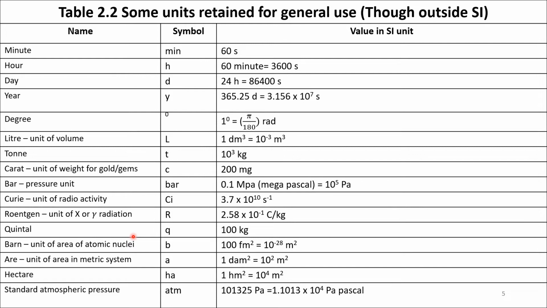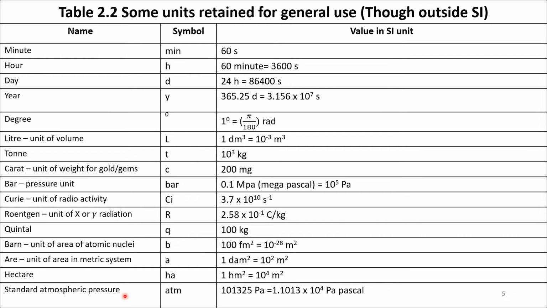Quintal. Quintal is 100 kg. 1 quintal is equal to 100 kg. Barn, small b, is 100 fm², that is 10^-28 meter square. Are, 1 are is equal to 1 dam², which is equal to 10² meter square. Hectare, 1 hectare is equal to 1 hm², which is equal to 10^4 meter square.